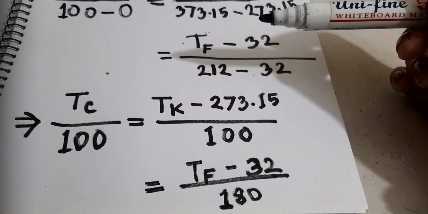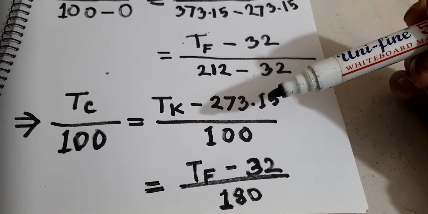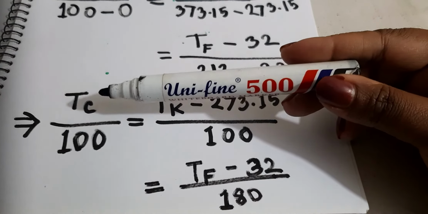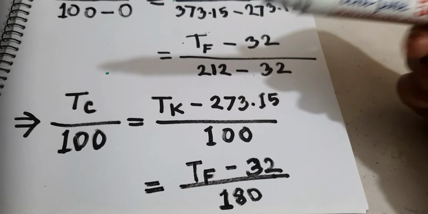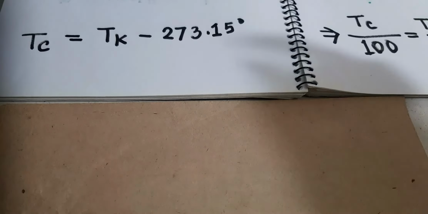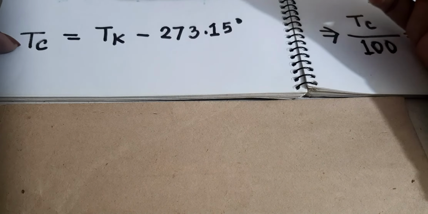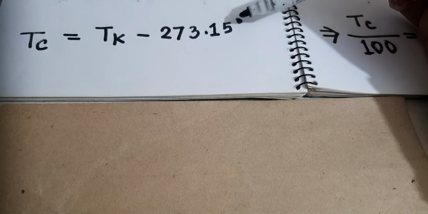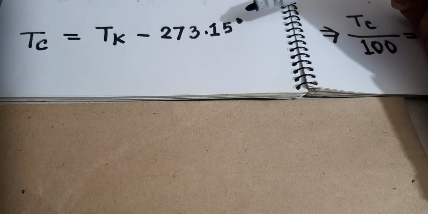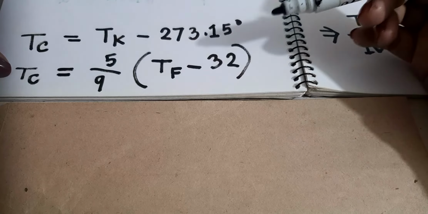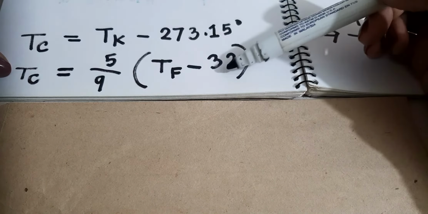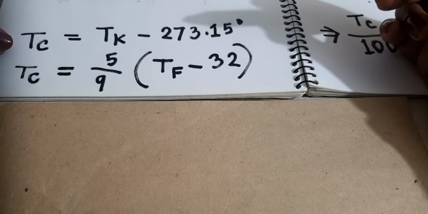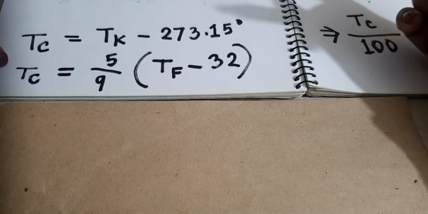So the readings of the Kelvin and Fahrenheit scales with respect to the Celsius scale, we can write like this: Tc equals Tk minus 273.15 degrees. And we also write the Fahrenheit scale formula. This is a formula you must remember, then you can figure things out easily. Alright, I will do some exercises, which can help you to understand more.